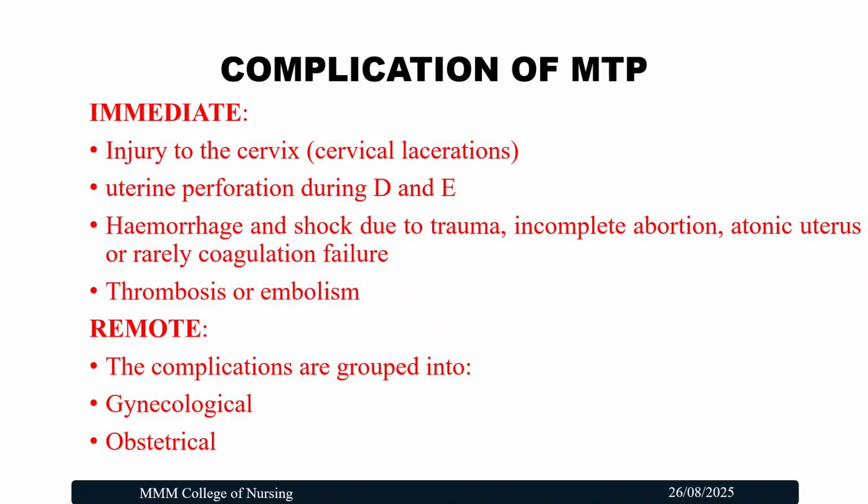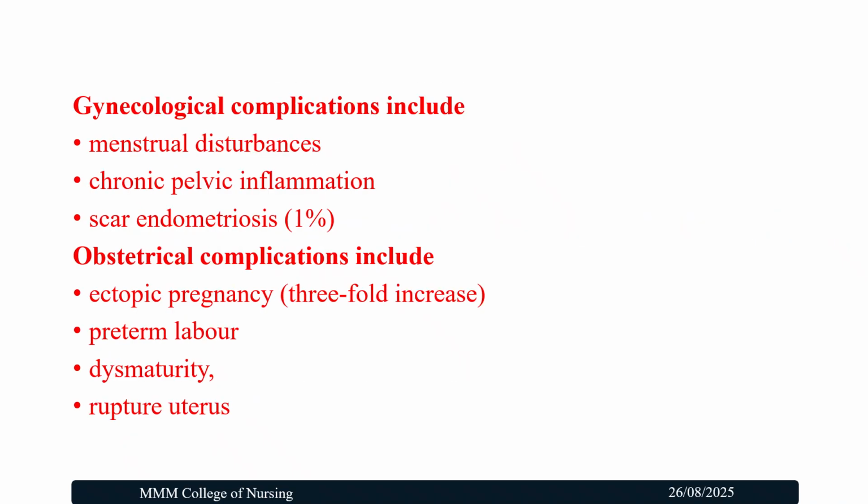immediate stage. In the remote stage, the complications are grouped into two types: gynecological and obstetrical. Some of the complications can be expected. Gynecological complications include menstrual disturbances, chronic pelvic inflammation, and scar endometriosis in 1%, and obstetrical complications include a threefold increase in ectopic pregnancy, preterm labor, dysmaturity and rupture of the uterus.